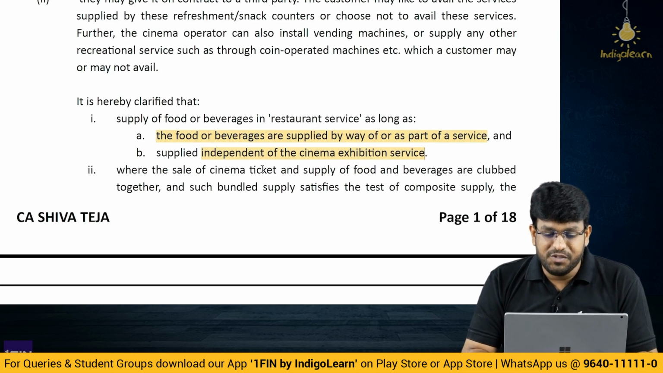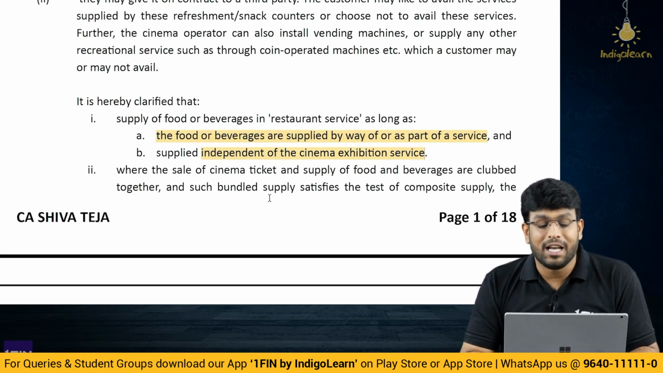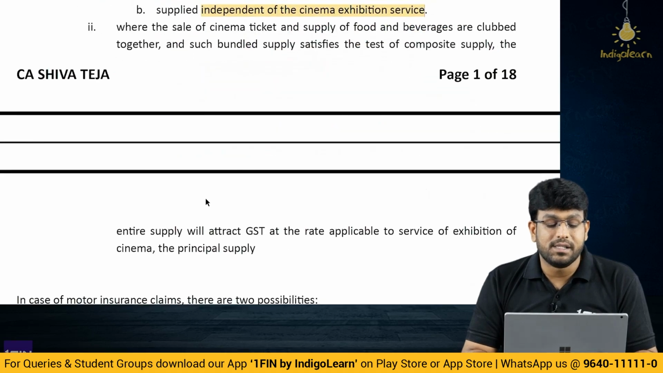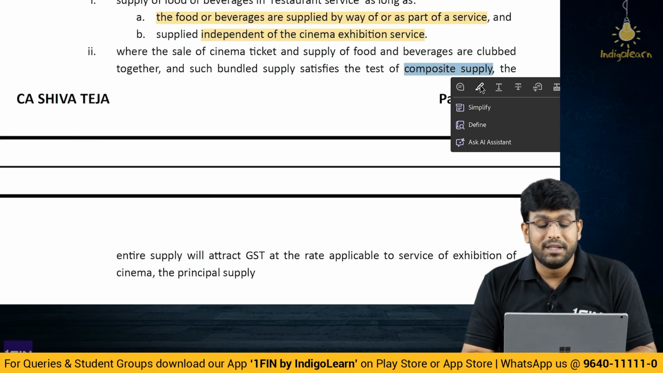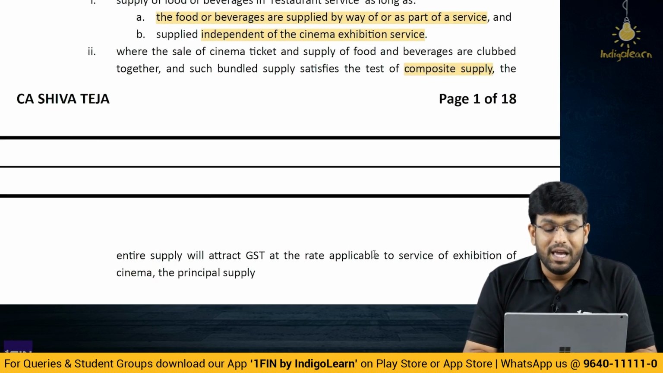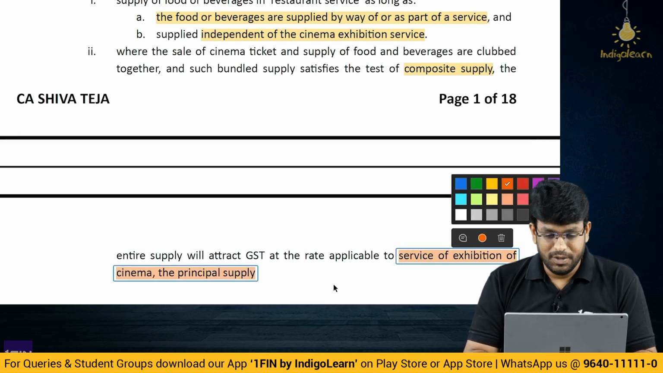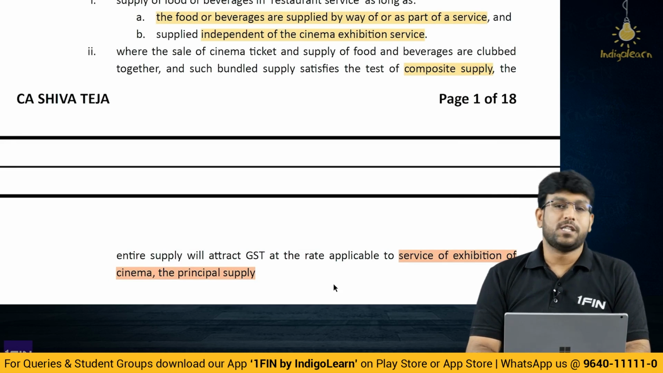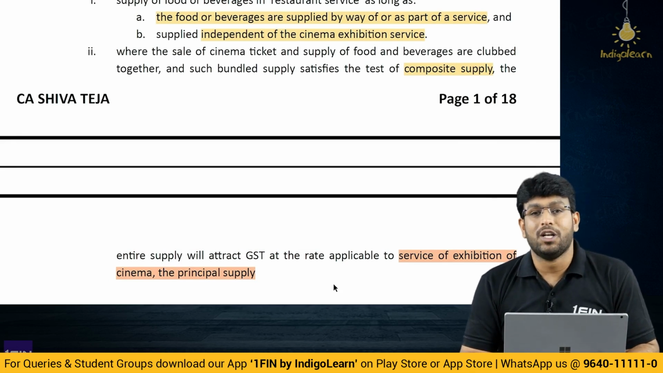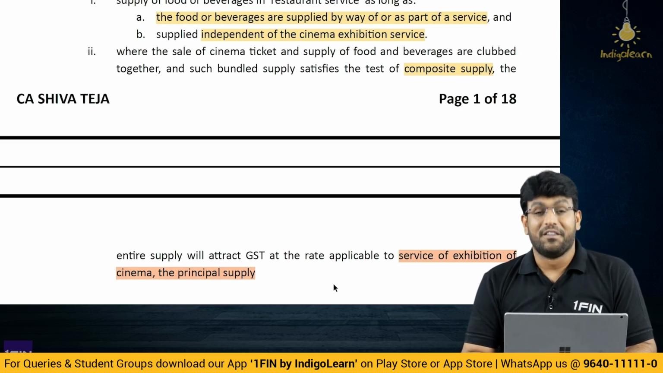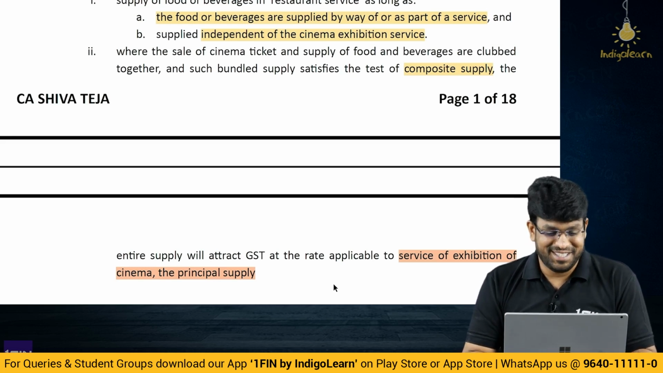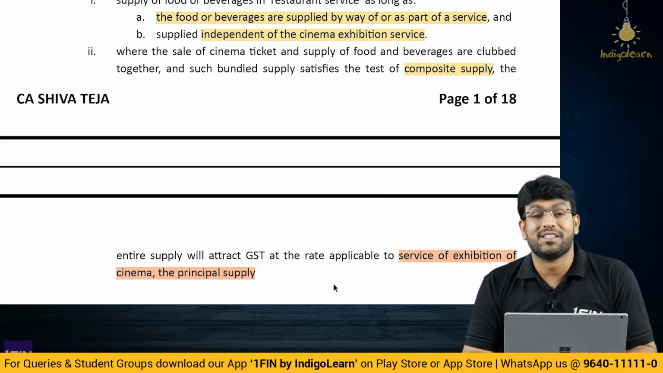But where the sale of cinema ticket and supply of food are clubbed together and such bundle supply satisfies the test of composite supply, then the entire supply will attract GST at the rate applicable to service of exhibition of cinema. Obviously because that is the principal supply. Composite supply is always taxable at the rate of principal supply. Are we clear with this, everyone? Excellent. So that's the story of this interesting amendment in supply topic.